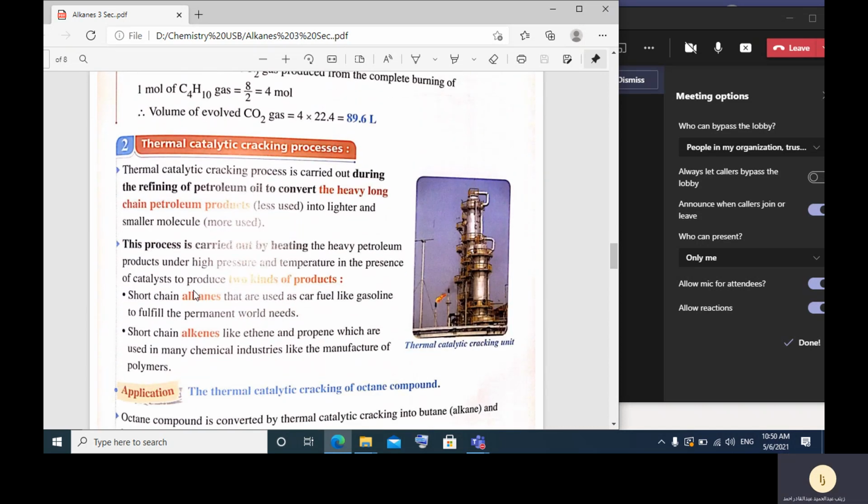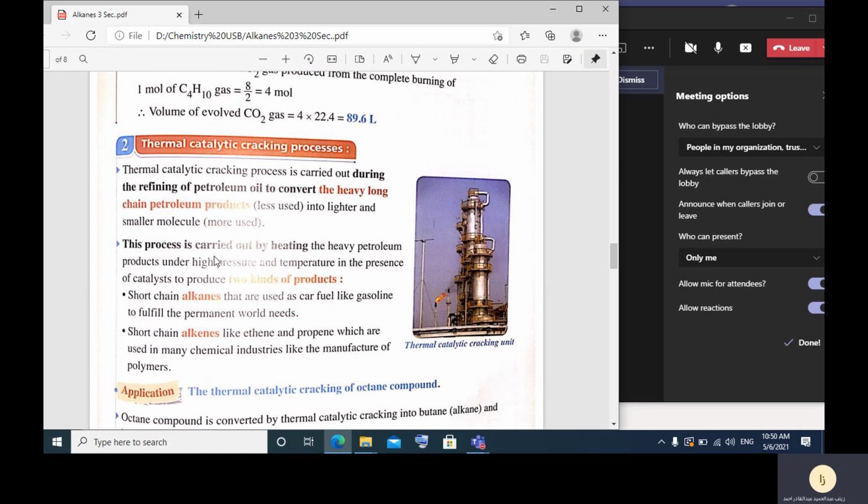The second, thermal catalytic cracking process. What is meant by thermal catalytic cracking process? Catalytic cracking means the change of long chain hydrocarbon into short chain hydrocarbon through heating in presence of catalyst. So it is called thermal, means heating, catalytic, the presence of catalyst, cracking, the change of long chain into short chain. Thermal catalytic cracking process is carried out during the refining of petroleum to convert heavy long chain hydrocarbon products, which are less used, into lighter and smaller molecules, which can be used easily or more used.